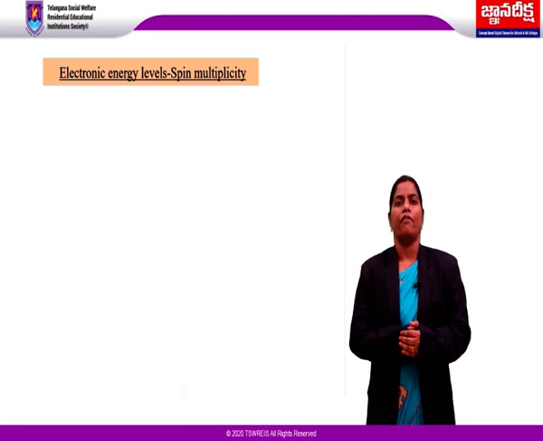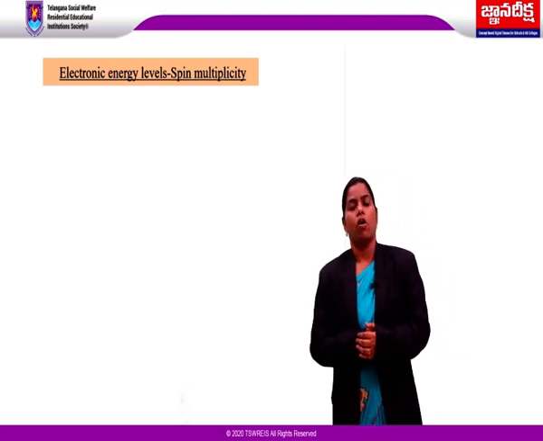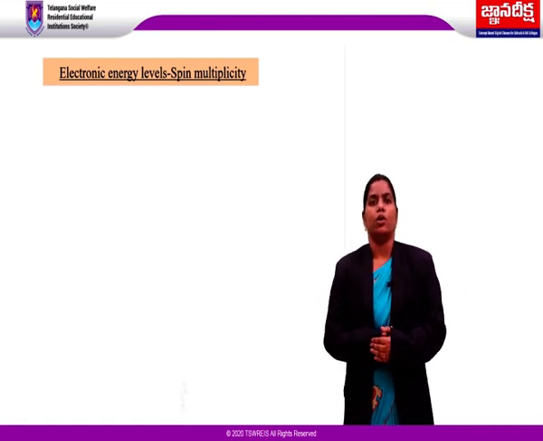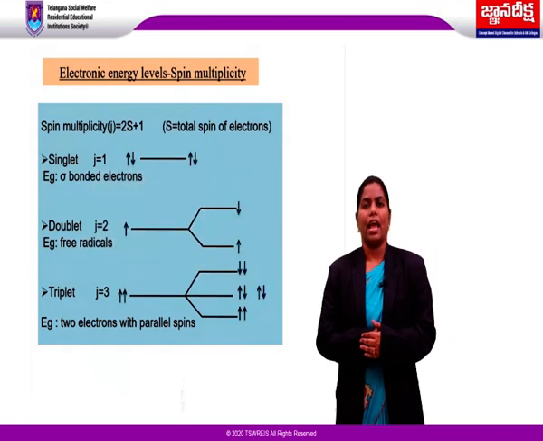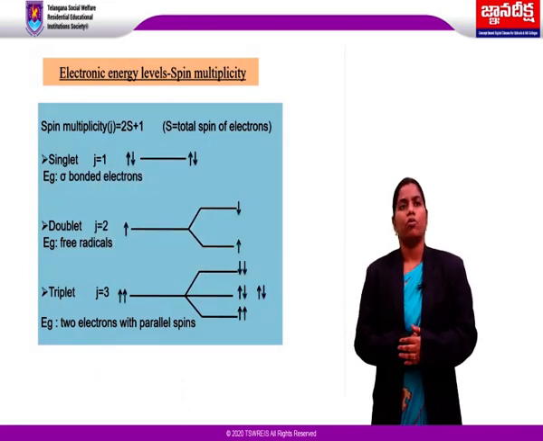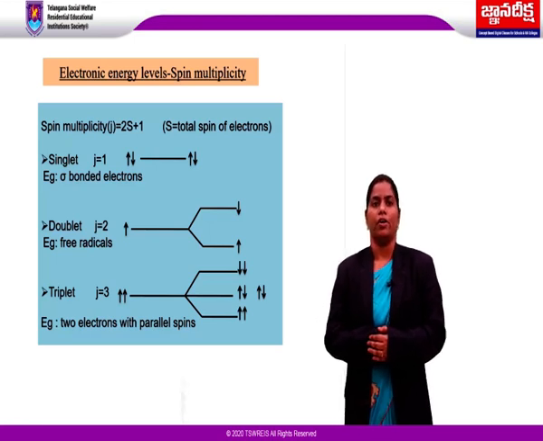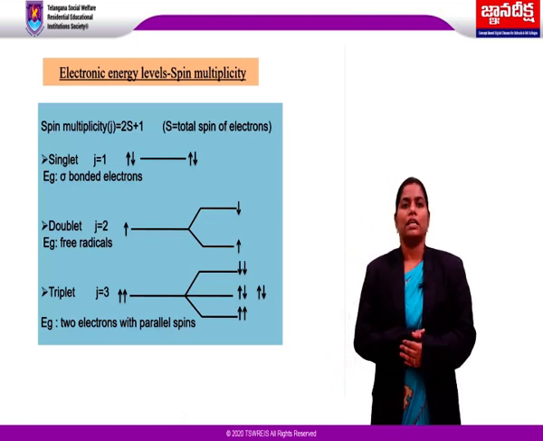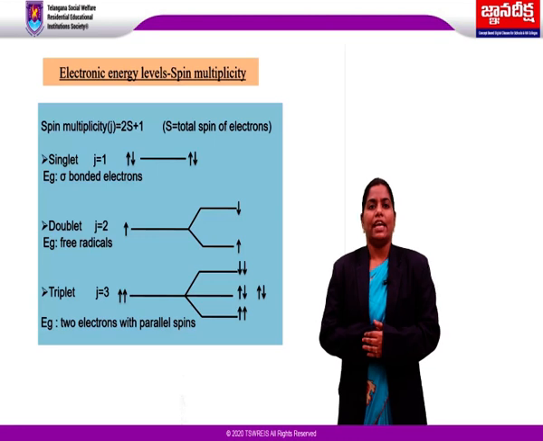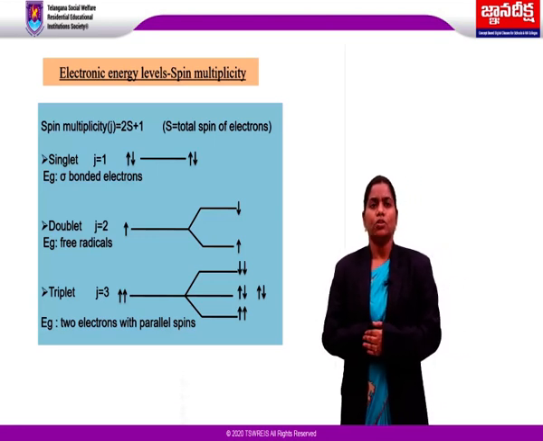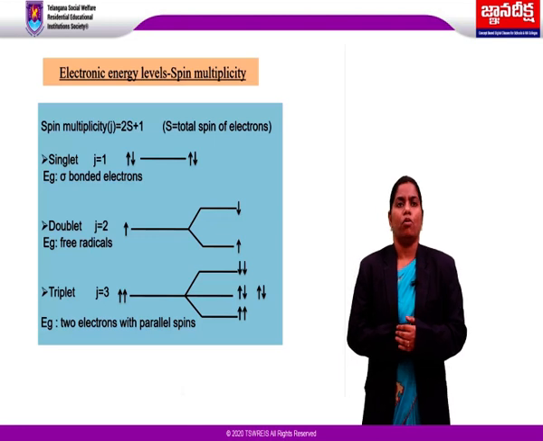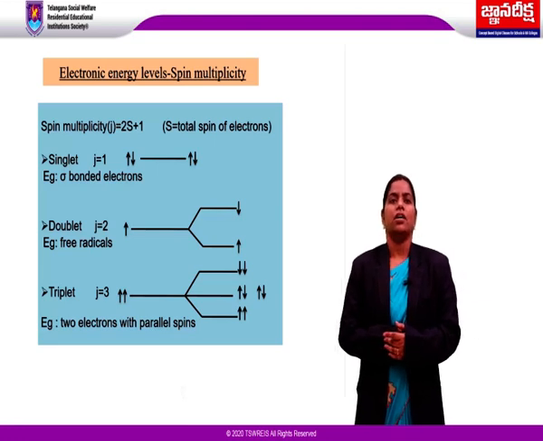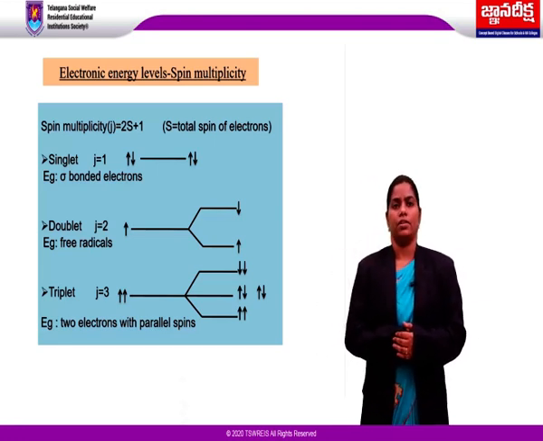This phenomenon of calculating the spin orientation is called spin multiplicity, which is calculated by the formula J is equal to 2S plus 1. S is the total spin of the electrons present in the particular molecular orbital. Coming to the singlet condition, a molecular orbital is in singlet condition if the J value comes out to be 1, when the molecular orbital contains 2 electrons with opposite spin, and this occurs in the case of sigma bonded electrons.